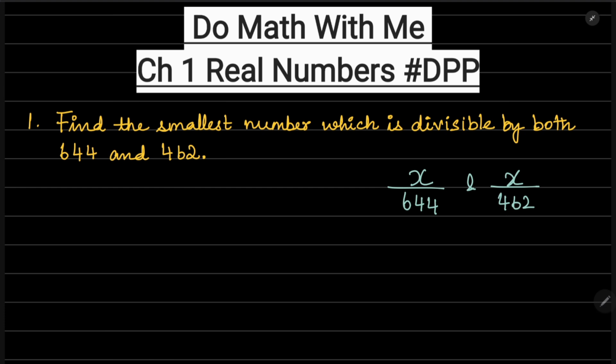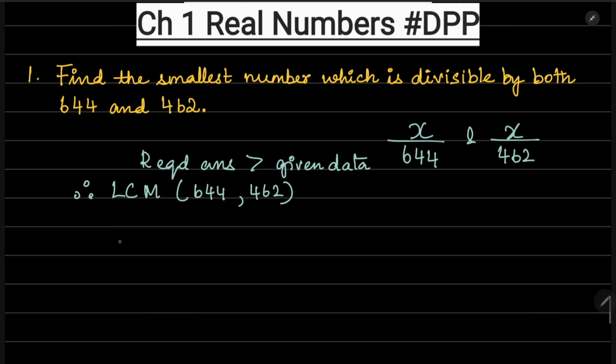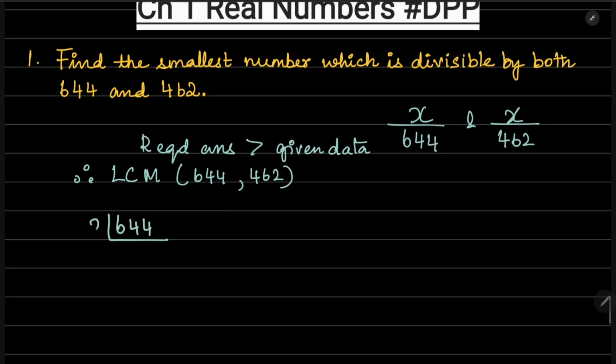Please do check my previous daily practice series because we have done similar questions earlier as well. So here the required answer is greater than the given numbers, the given data. The required answer is bigger, and if it is bigger, we have to go for LCM. So find the LCM of 644 and 462. When you go with 644, start with the lowest prime number. Let's do the prime factorization.